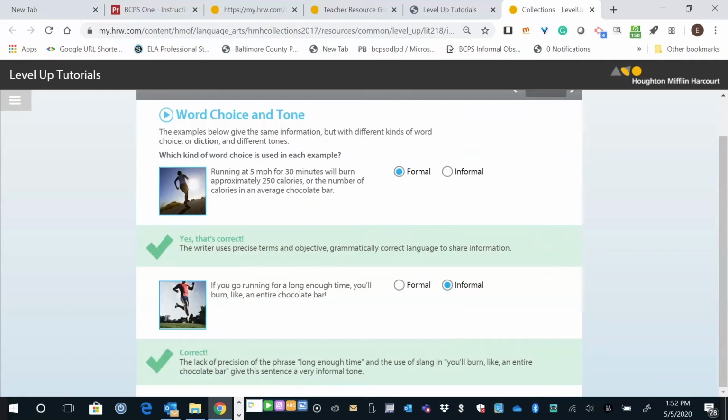If you chose informal language for the second image, you are correct. The lack of precision of the phrase "long enough time" and the use of slang in "you'll burn like an entire chocolate bar" give this sentence a very informal tone.